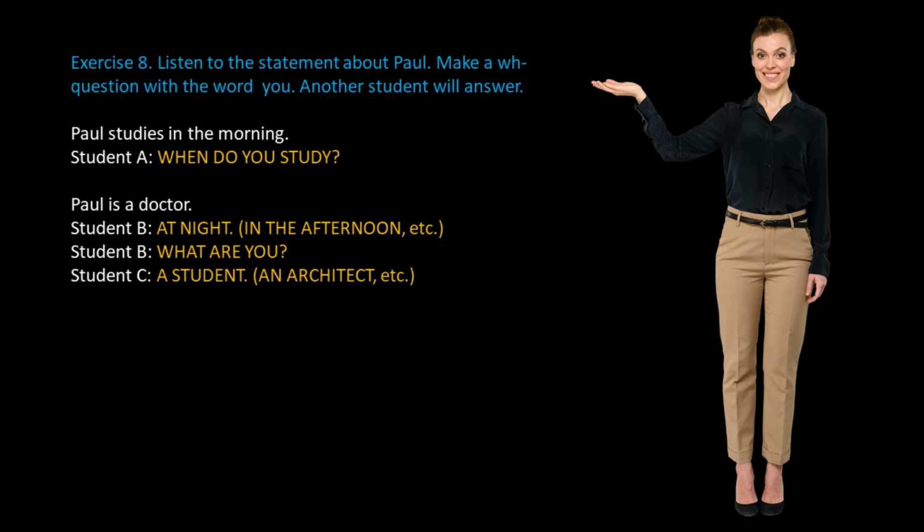Exercise 8. Listen to the statement about Paul. Make a WH question with the word you. Another student will answer. For example, Paul studies in the morning. Student A: When do you study? Paul is a doctor. Student B: At night. Or, in the afternoon, in the morning, etc. Student B: What are you? Student C: A student. Or, an architect, a programmer, a farmer, a teacher, etc.